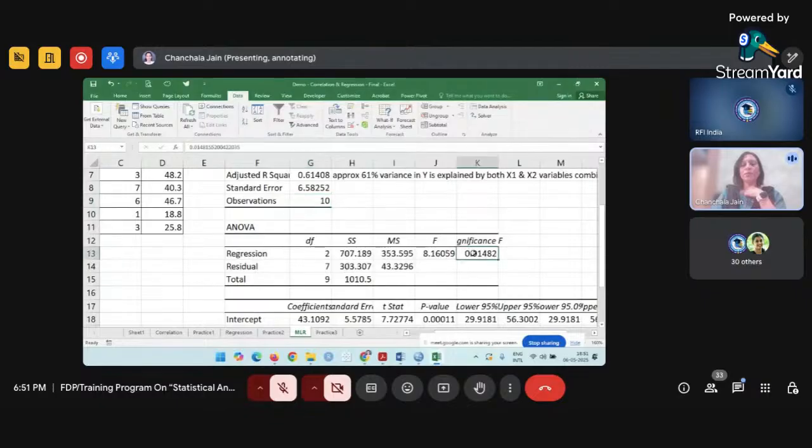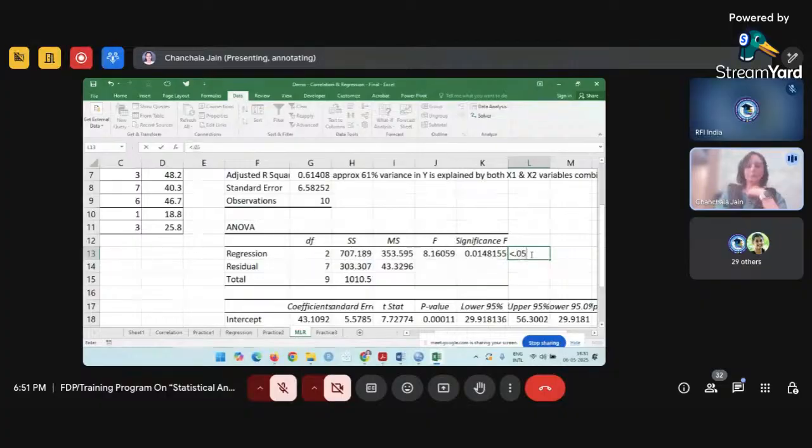Coming to the next, the significance value you can find here, which is less than 0.05. That means we can say the model is a good fit, right?